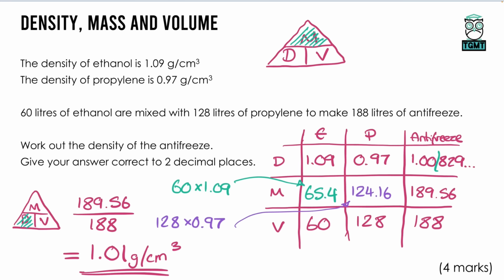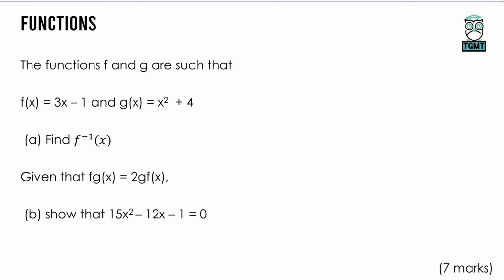Okay, so for this question we have some functions. It says here the functions f and g are such that the function of f is 3x minus 1 and the function of g is x squared plus 4. And to start with, it wants us to find the inverse function of f. Now when finding the inverse function, I use a particular approach.